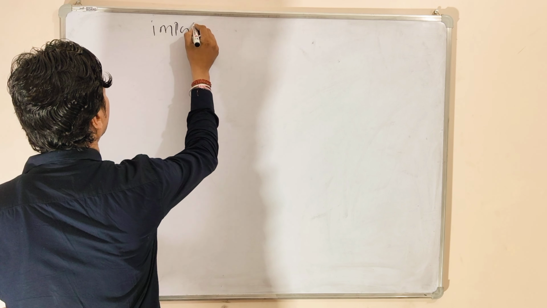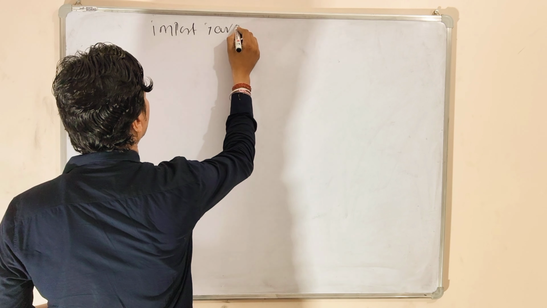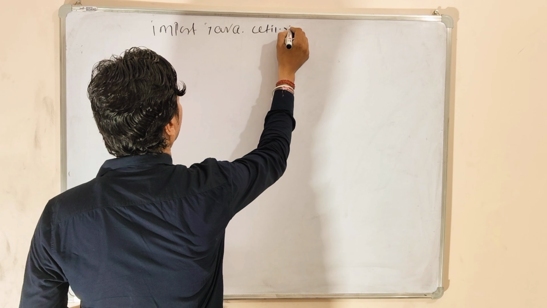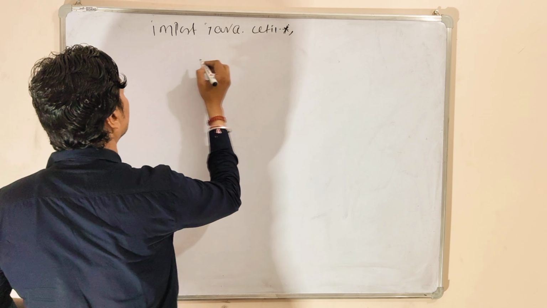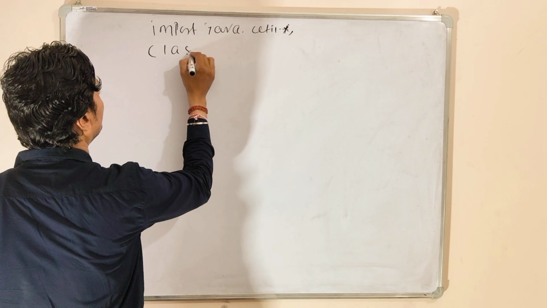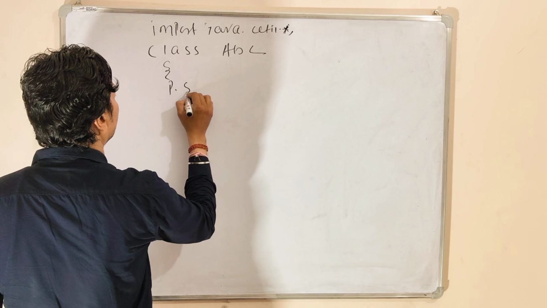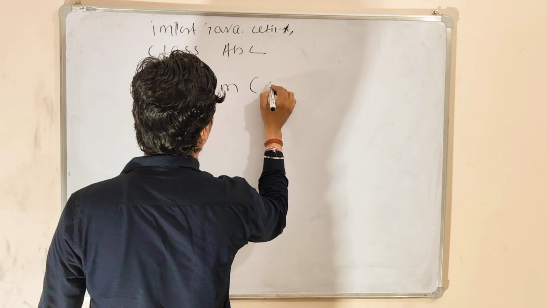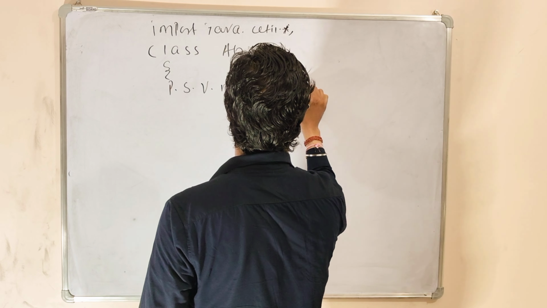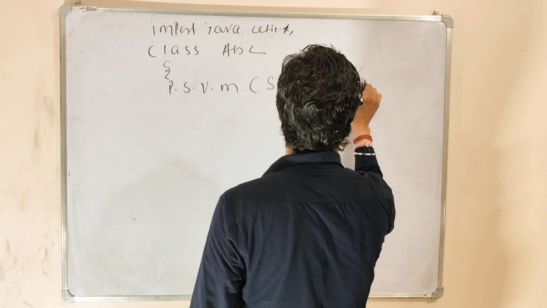First you write import java.util.*. Then your class name. Tell me what to write. Then ABCD, your class name. Then public static void main(String args[]).